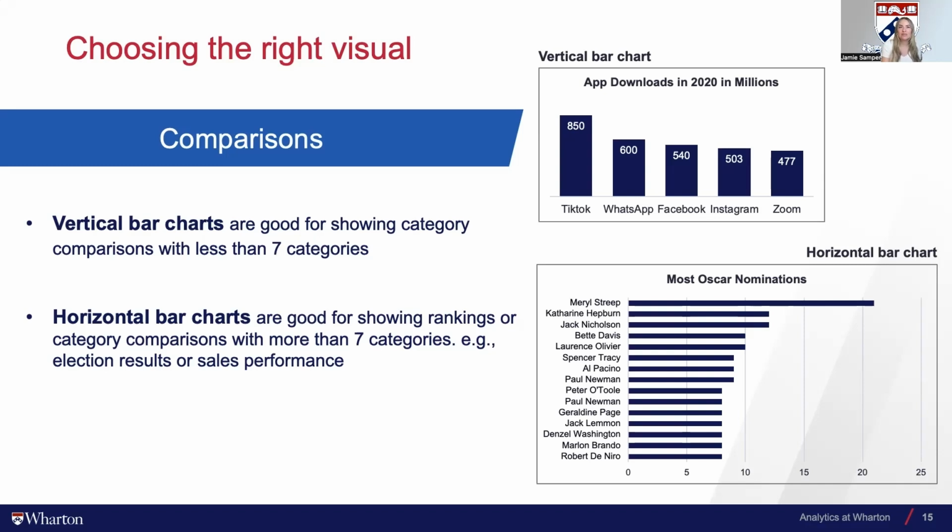Keep in mind that this kind of arbitrary rule of 7 categories or less, 7 categories or more, is just a rule of thumb, and you definitely don't have to stick to this hard rule of 7, but just keep it in mind.